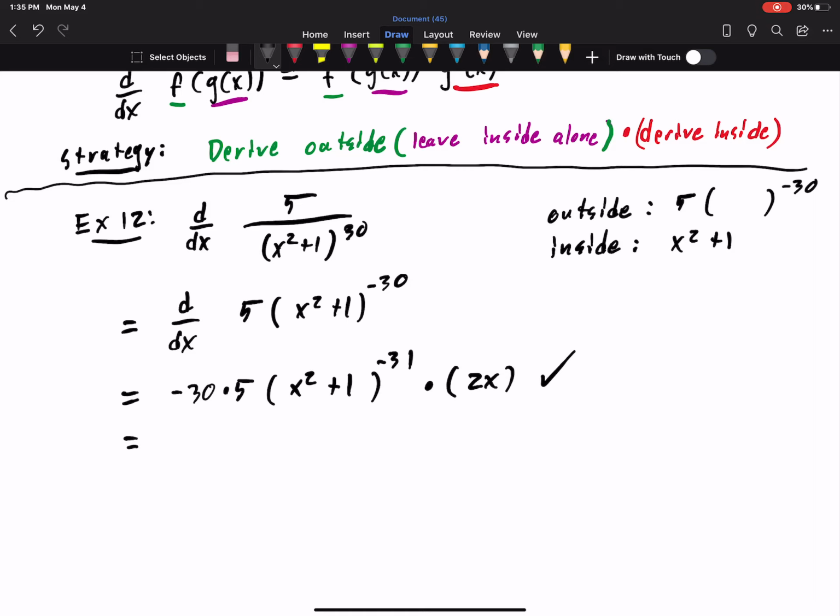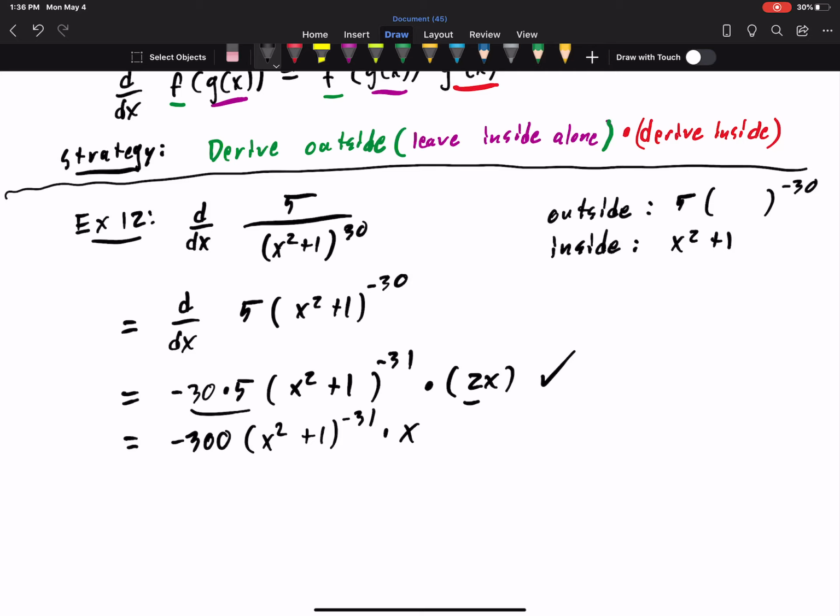Let's simplify this. Okay, so let's combine this. That becomes minus 150, but we also have this 2 being multiplied here. Everything here in sight is being multiplied. So you can combine all your stuff that's being multiplied. So you have minus 300 times x squared plus 1 to the minus 31st times x. All right, so all I did was just combine the numerical factors here and multiply those out. That's all I did.